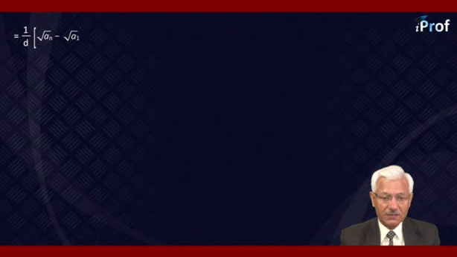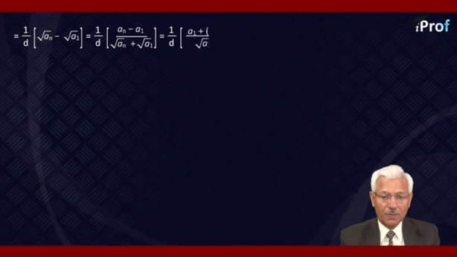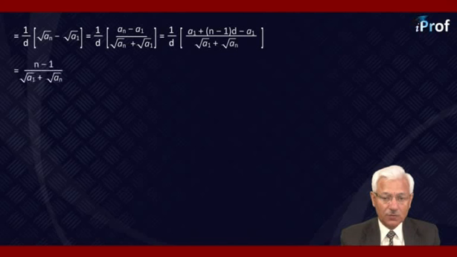Or we rationalize it again. We get 1 upon d times An minus A1 in the numerator divided by square root of An plus square root of A1. Knowing the formula that An is equal to A1 plus n minus 1 into d, we get in the numerator A1 plus n minus 1 into d minus A1. A1 and A1 cancel. We are left with n minus 1 upon square root of A1 plus square root of An, which is option B.